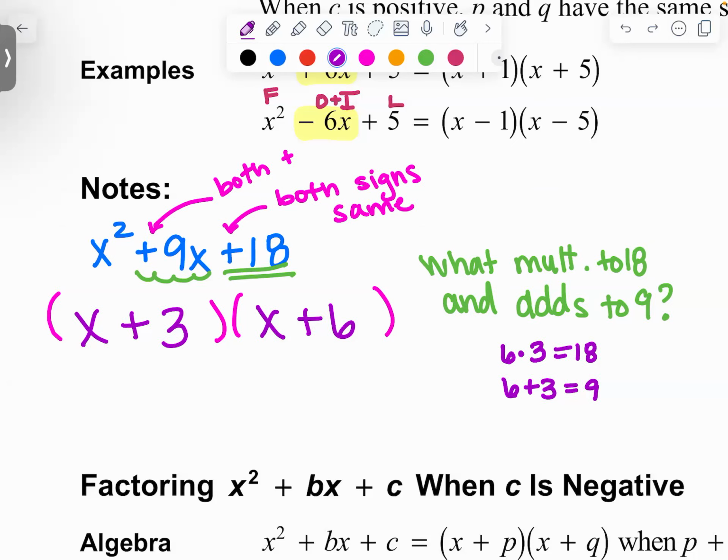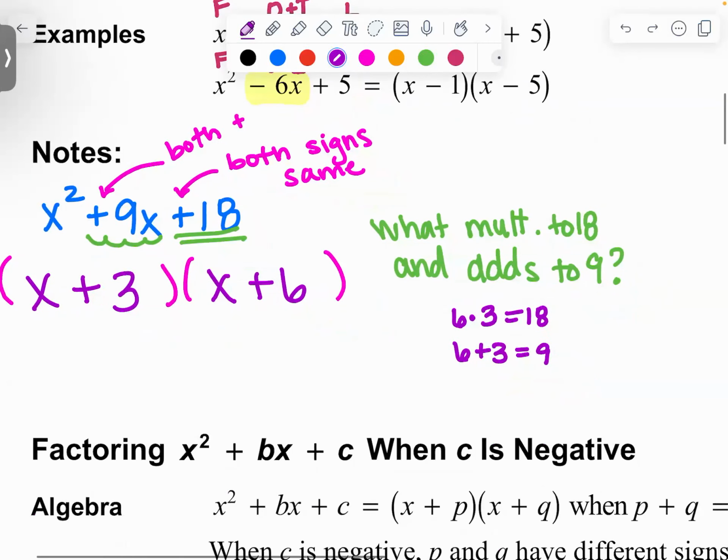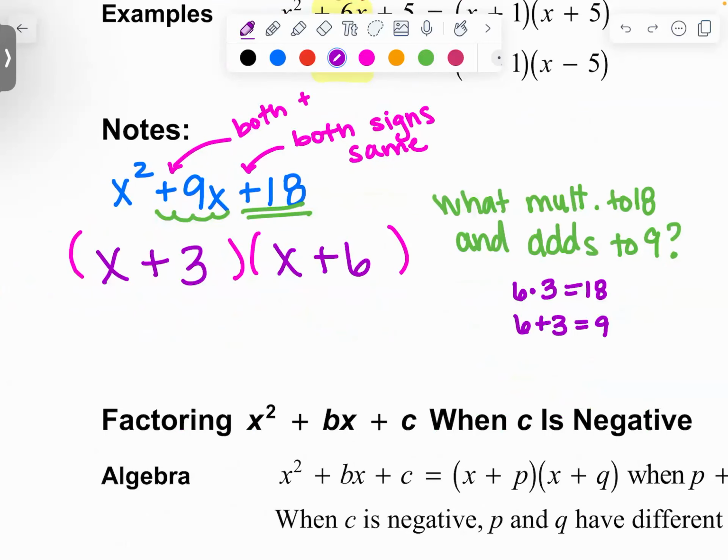Okay. Now, how do we know if we're right? We can multiply this out. X times x is x squared. X times positive 6. X times 3 times x. And 3 times 6. Is that the same thing? Yeah, we did it right. Good job. Go us.